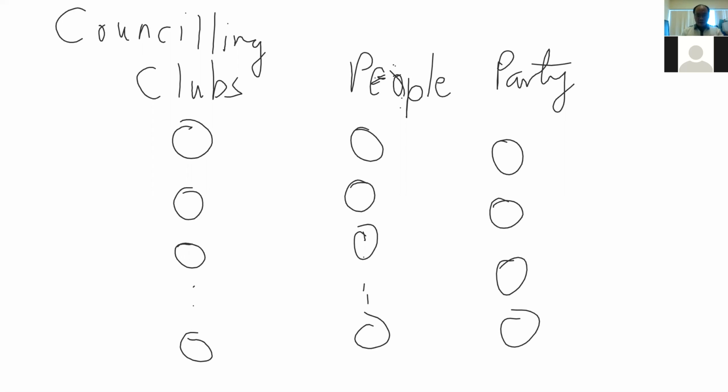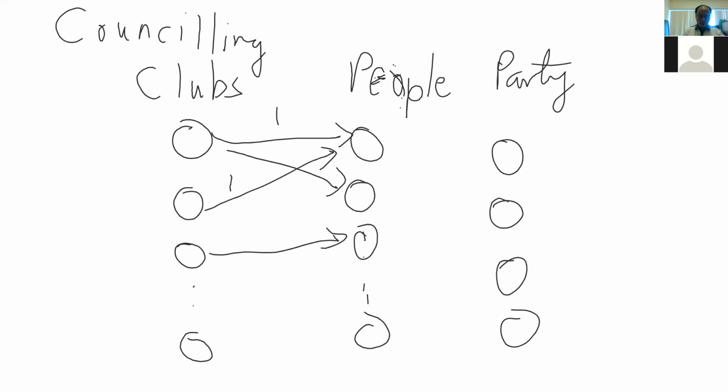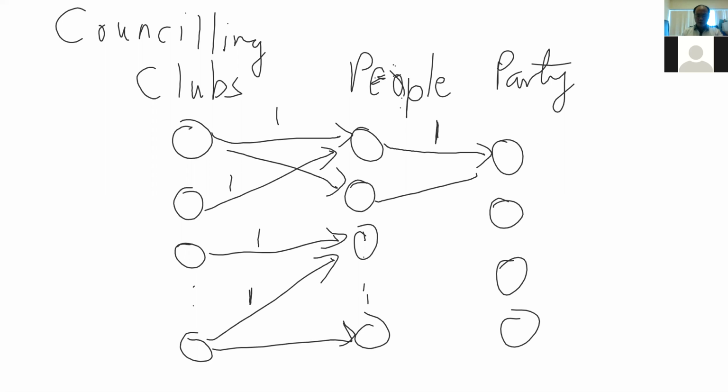Okay. Now each club can have multiple members, so we're going to draw an edge with capacity 1 from each club to the people that belong to the club. Each person only belongs to one party, but there might be some parties that have multiple people. And again, we're going to draw an edge from each person to its party with capacity 1.